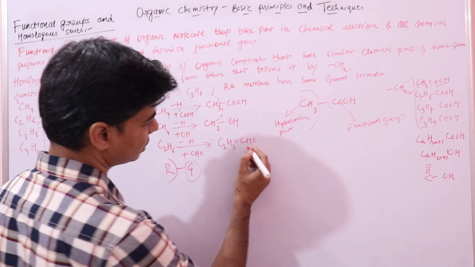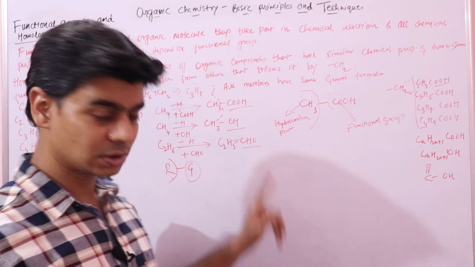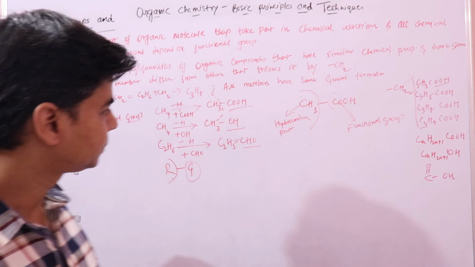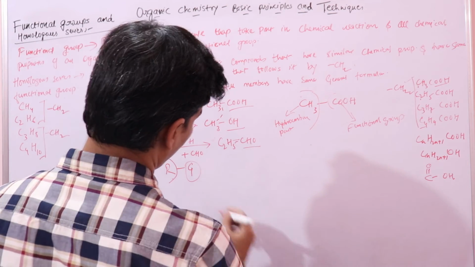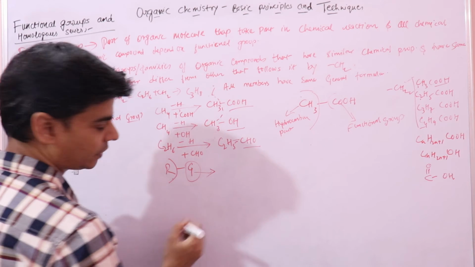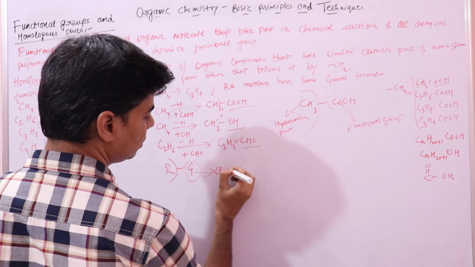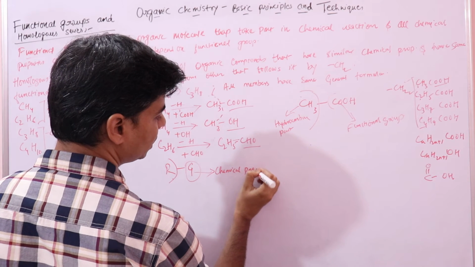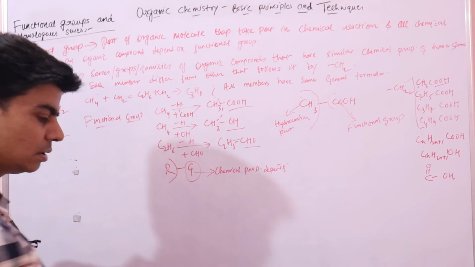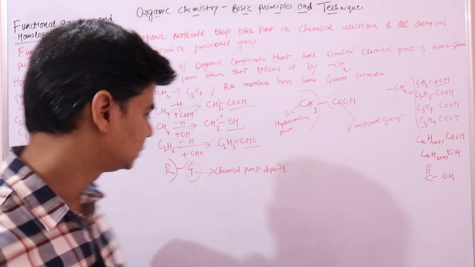These are functional groups, and it is on this functional group that the chemical properties of an organic compound depend. So in general, when we say G is a functional group, the chemical properties depend on this functional group. And it is this functional group that actually reacts when an organic molecule reacts.